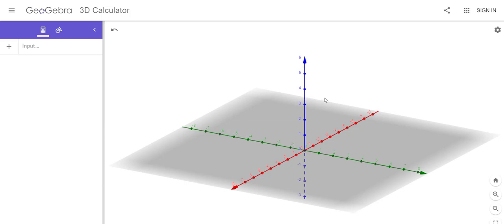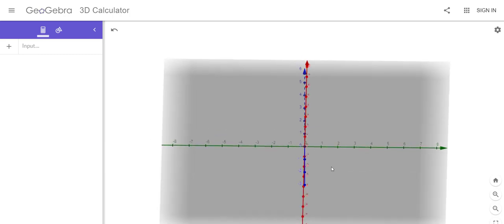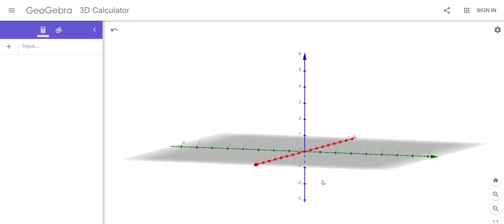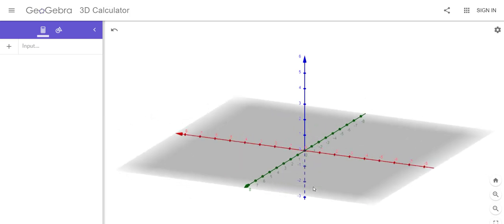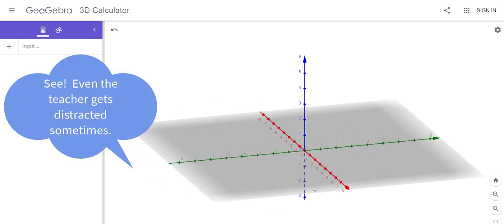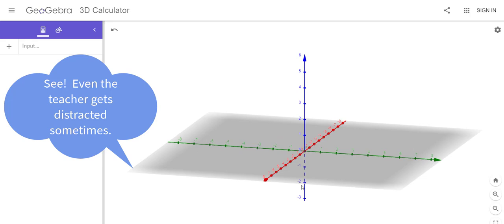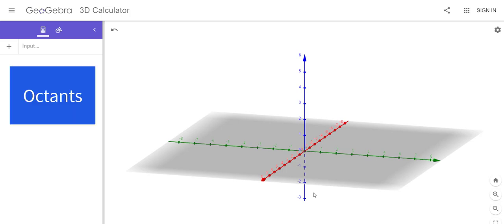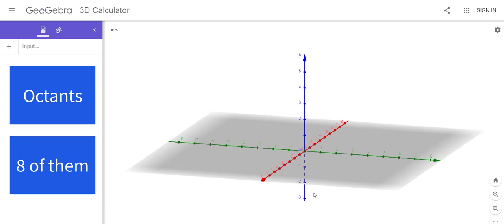Now, how many regions is all of space divided into? How many regions in total are we divided into? Ooh, I can get it spinning. There we go. Well, there are 4 regions above the ground, we'll call it, and there are 4 more regions below the ground. These are called octants. There are 8 of them, 8 octants.